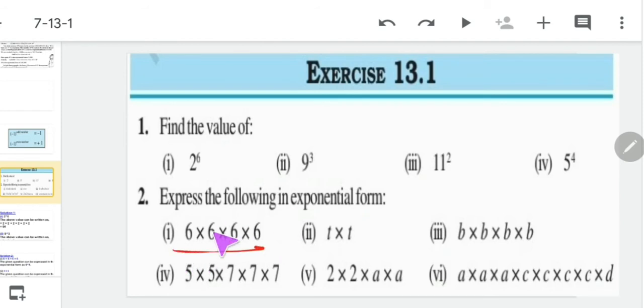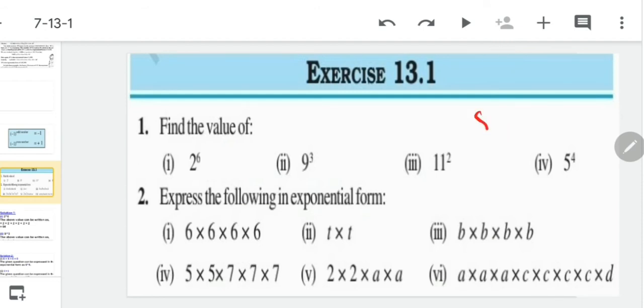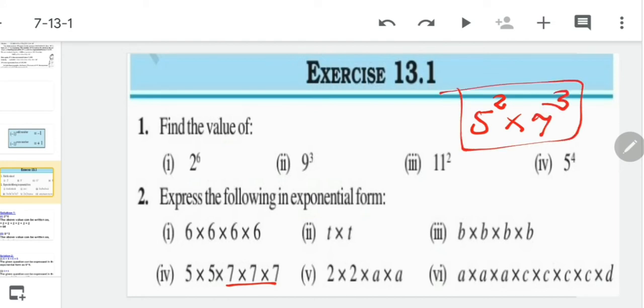You can see here we have been given 6 multiplying with itself 3 times. That is, how many 6's do we have? 1, 2, 3 and 4. So that means our answer will be 6 power 4. In this case, the answer will be 10 power 2. How many B's? 1, 2, 3, 4. So the answer is B power 4. Now in this case we have two 5's, right? So 5 power 2 multiplying with how many 7's? 3. So 7 power 3. So this will be our answer.